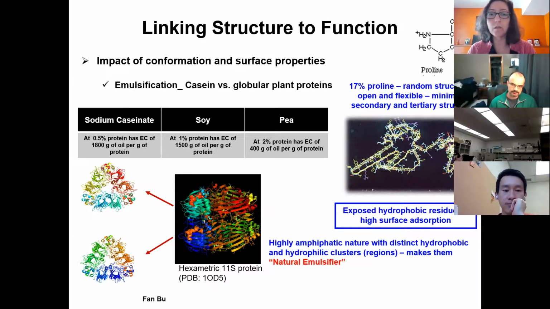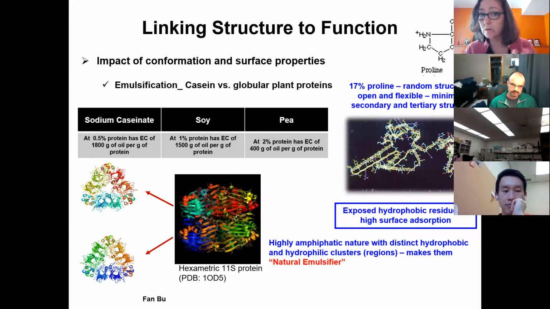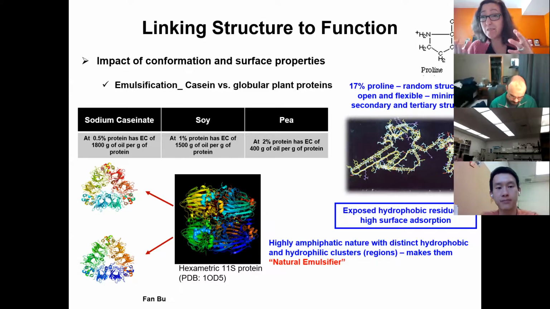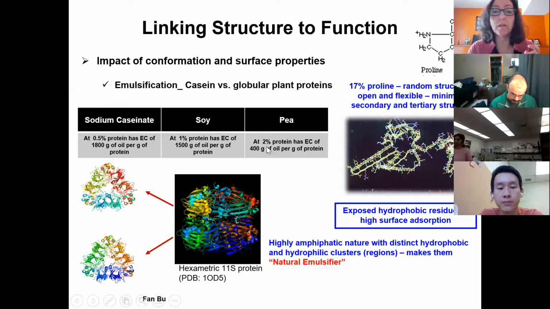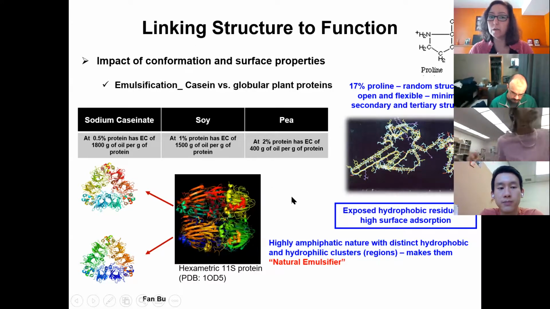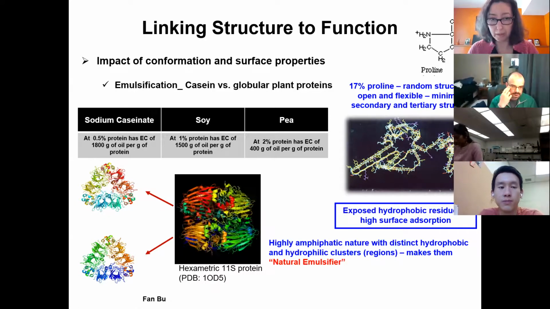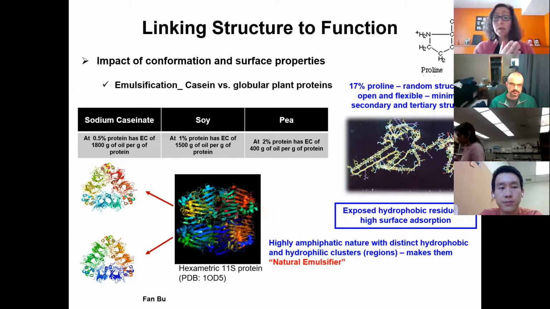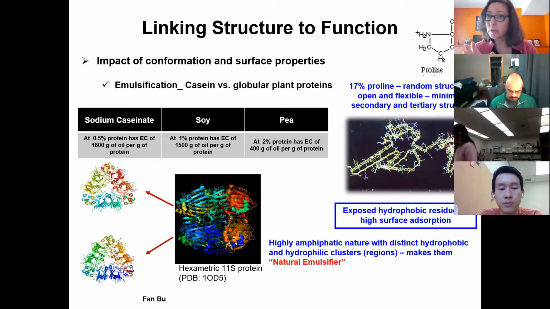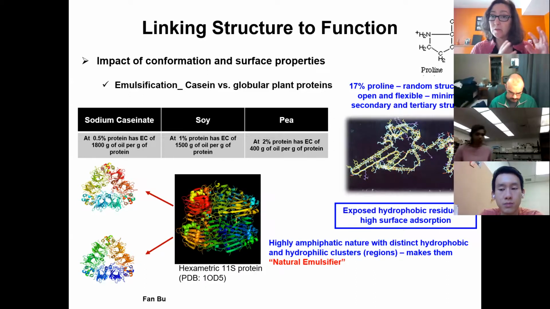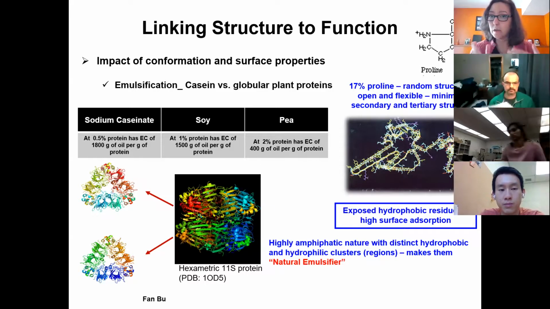It has different functionality. So for pea, you need a 2% protein solution in general to form an emulsion. And it's not even a thick emulsion, but you just form an emulsion. And if you look at the emulsification capacity, it's very low, around 400 grams per gram of protein on average, depending on the source of that pea protein. Anyway, this is just to show you that different proteins behave differently, require different concentrations, form different types of emulsion. Some are thick, some are thin, and some can emulsify more oil than others.